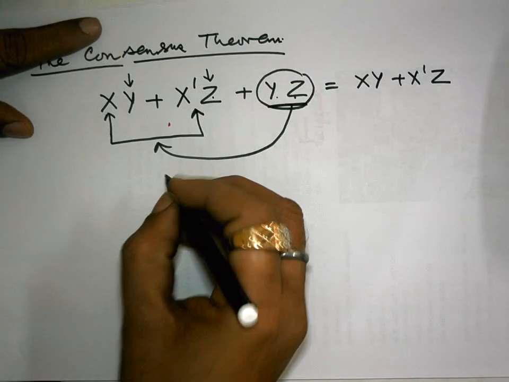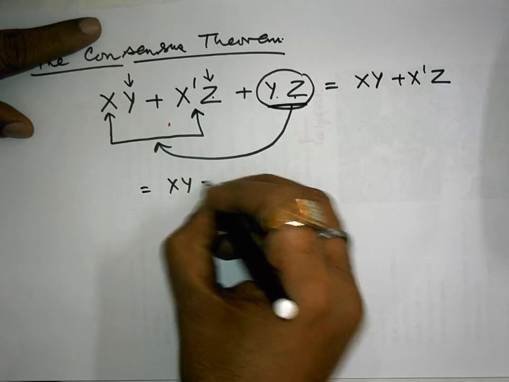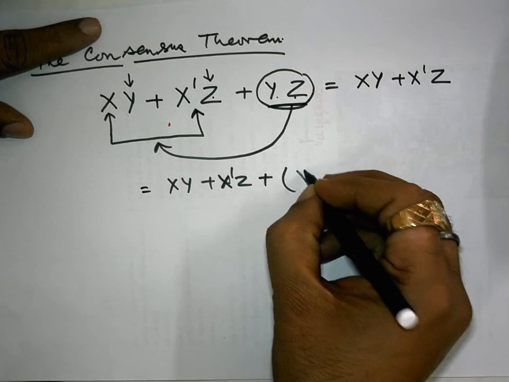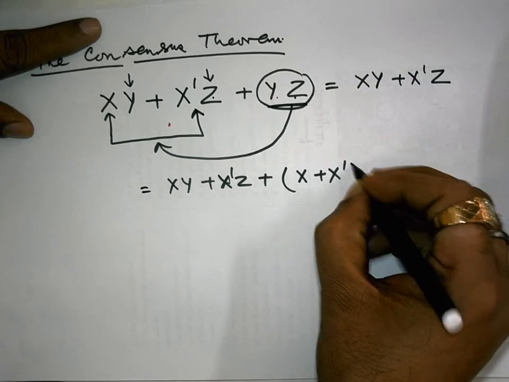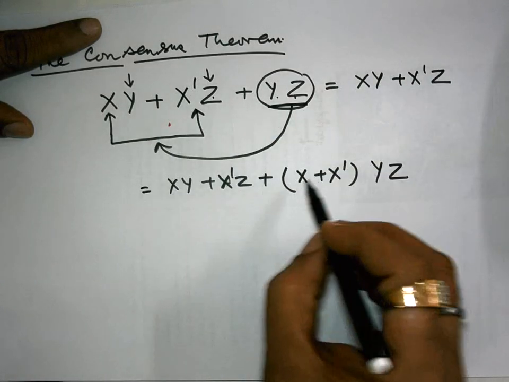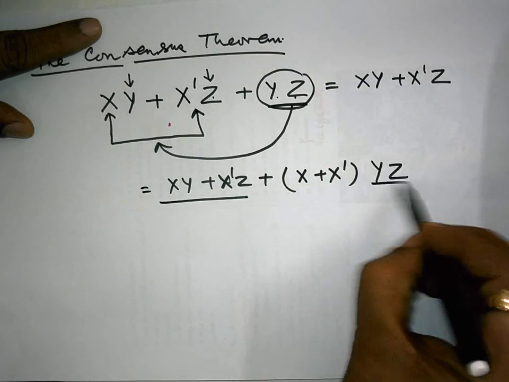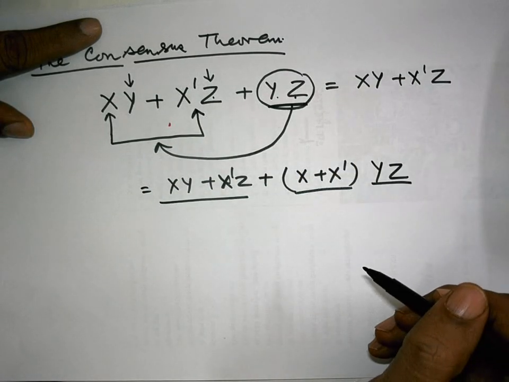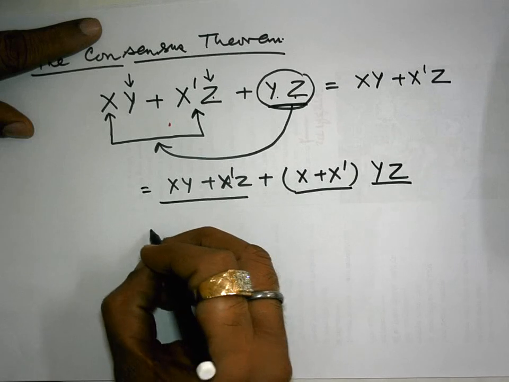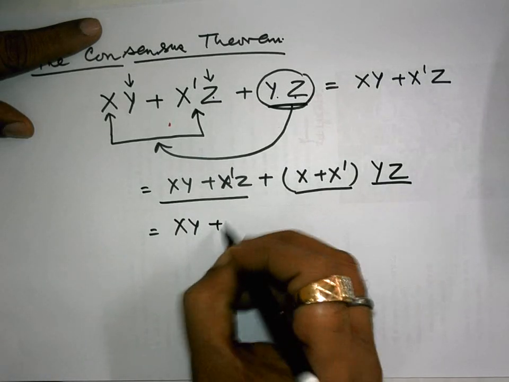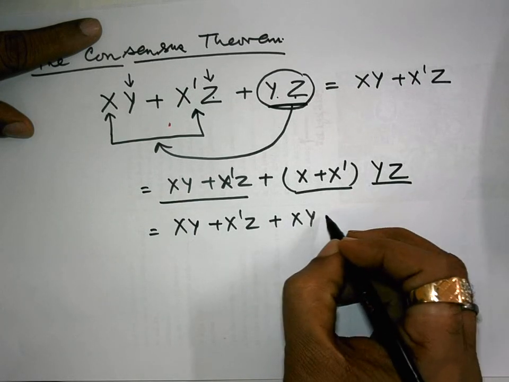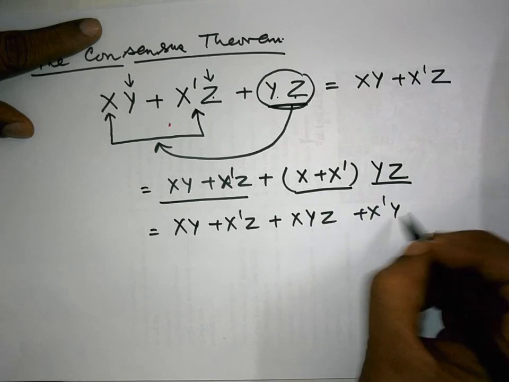Simply we can expand this expression like this: xy plus x bar z plus, simply I am inserting an artificial term x plus x bar, times yz. These are these two terms and this is this term, and x plus x bar is 1, so 1 multiplied with anything is itself. So you further expand this. This is xy plus x bar z plus xyz plus x bar yz.